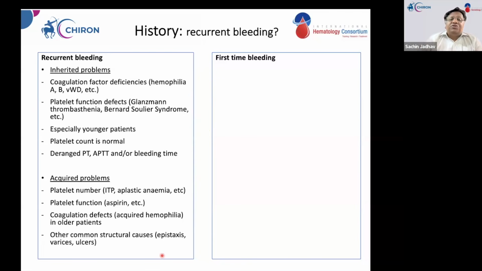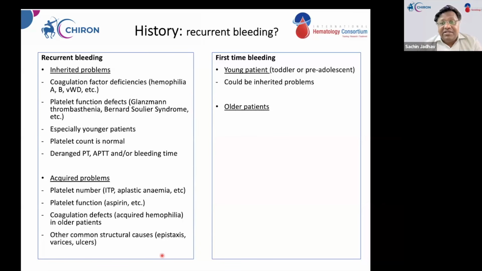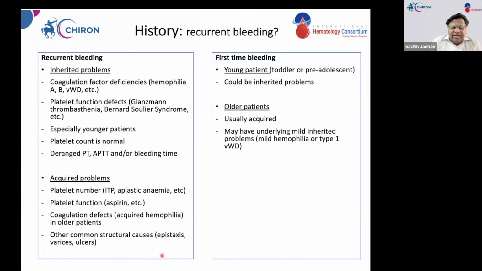However, if a patient comes to you with bleeding for the first time, if it's a young patient, toddler, pre-adolescent, then you're again going to look at inherited problems and start thinking, okay, now you're at an age where a congenital problem will get revealed. However, if an older patient is bleeding for the first time, then it's generally an acquired problem. They may have a milder congenital issue, but usually it is acquired hemophilia or drugs or something like that.